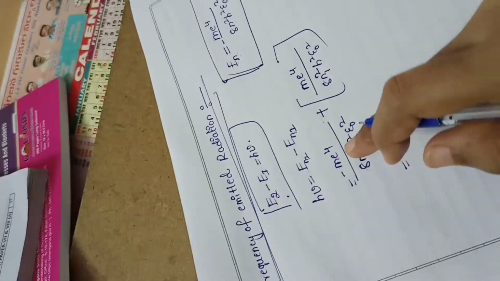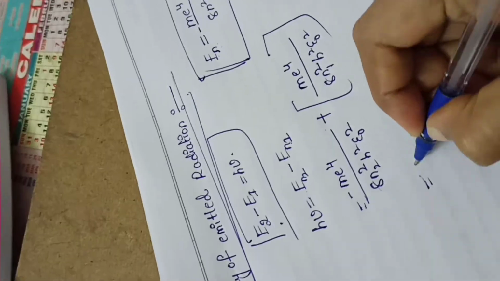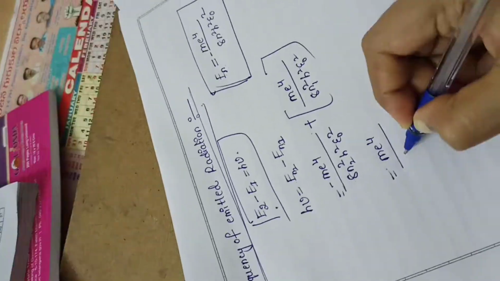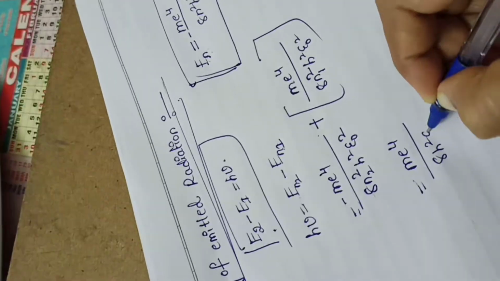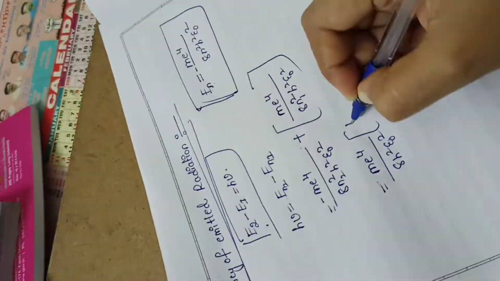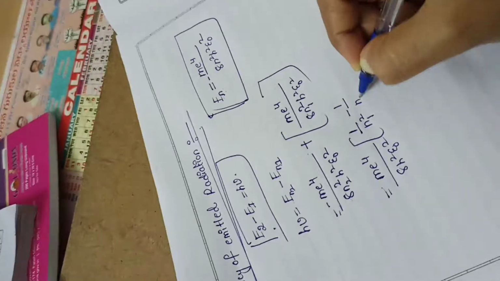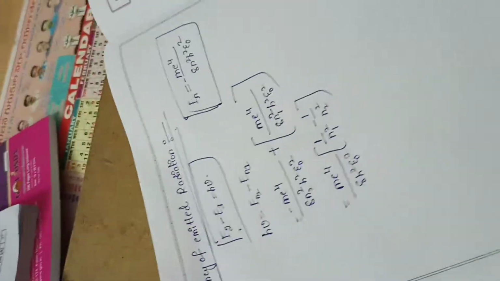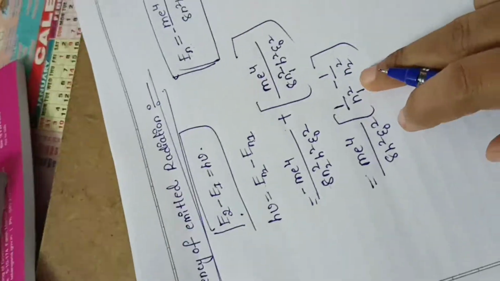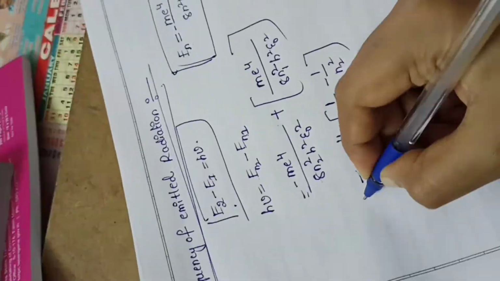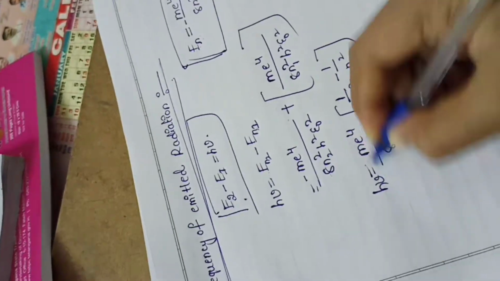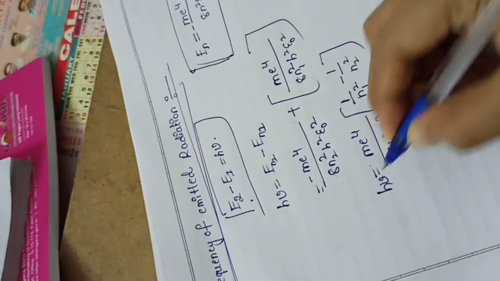In these two values there is a common term, that is m e power 4 by 8 h square epsilon naught square. Then what is left? First I am writing the positive term, 1 by n1 square minus 1 by n2 square. Okay. This is 1 by n1 square minus 1 by n2 square. This is the value of h nu. But I want only the value of nu, frequency.